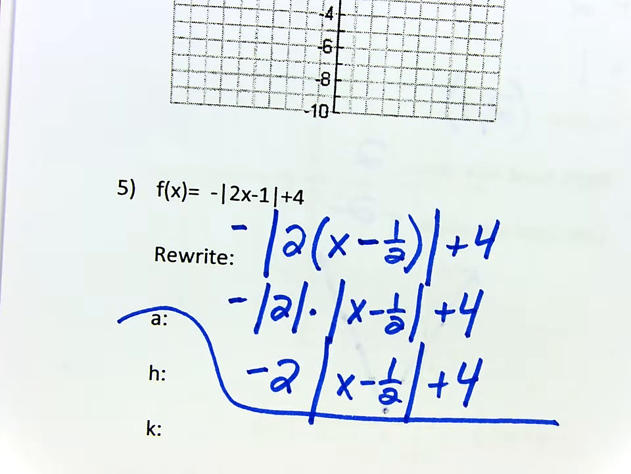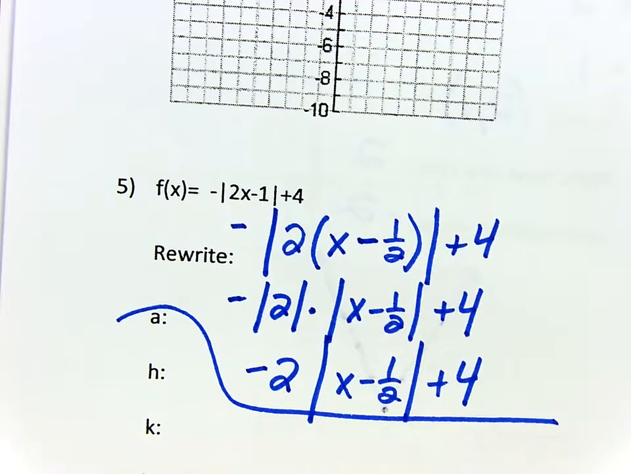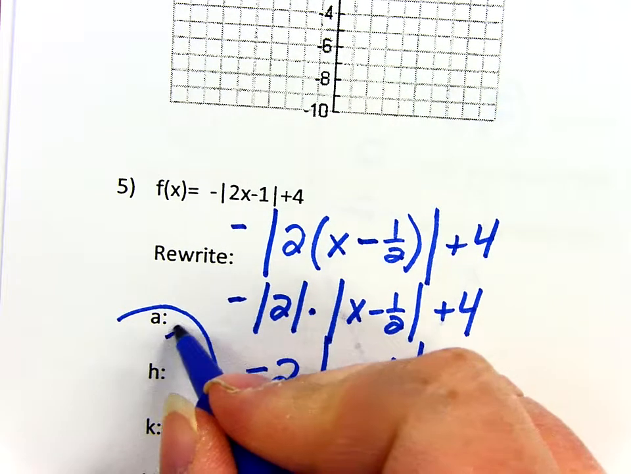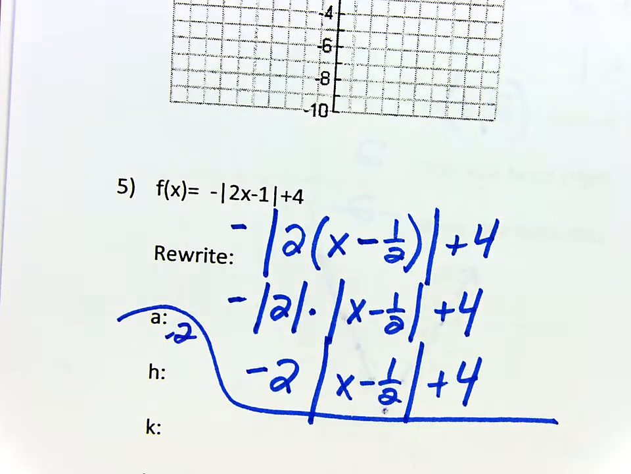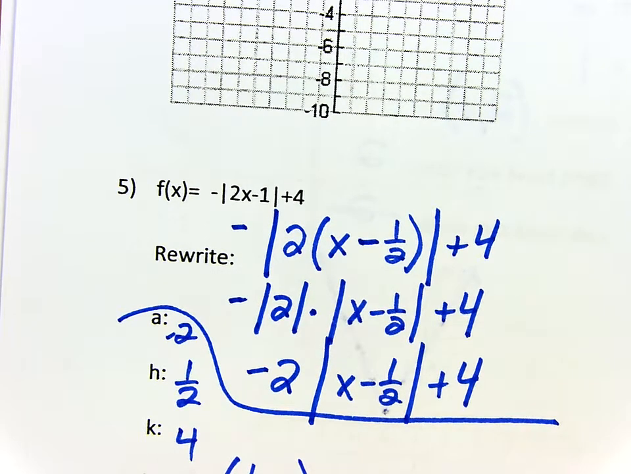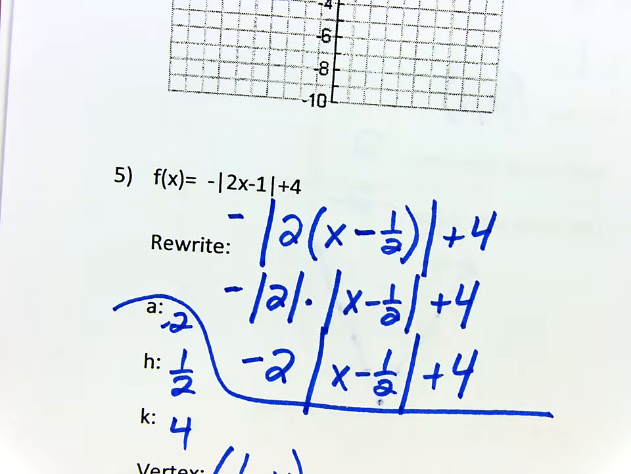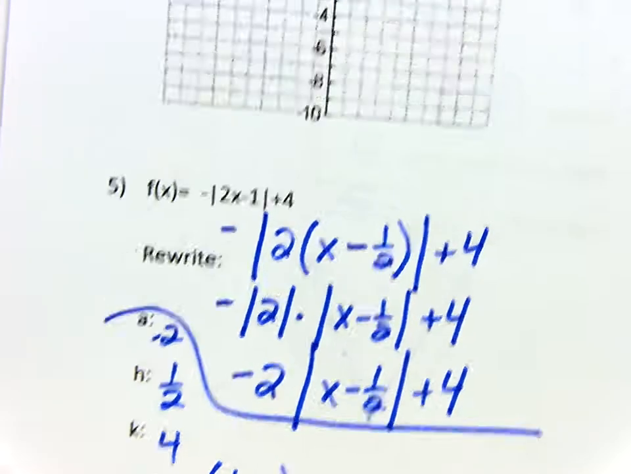I have all the pieces. It's just that I'm going to deal with a fraction. Oh well. Such is life. So A is negative 2, H is positive 1/2, and that leaves K to be 4. So my vertex is at 1/2, 4. Right-hand side is negative 2, left-hand side is positive 2. Okay, my graph is going to open downward from the top.